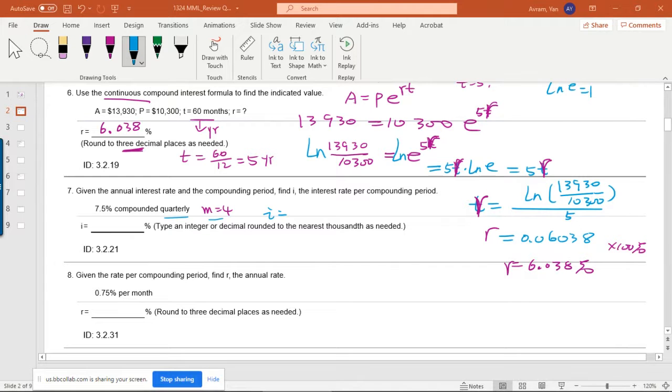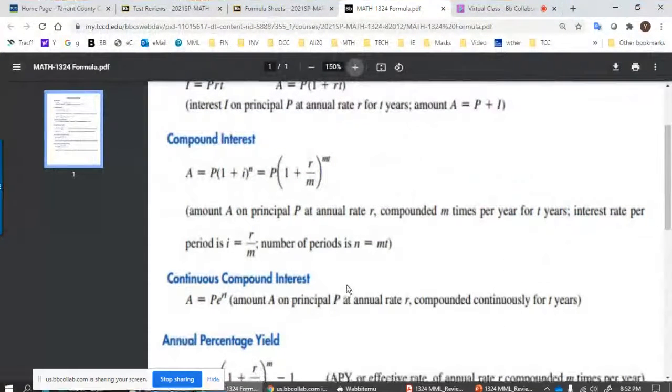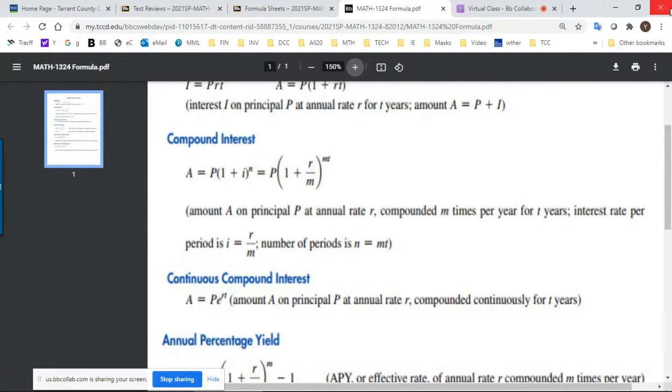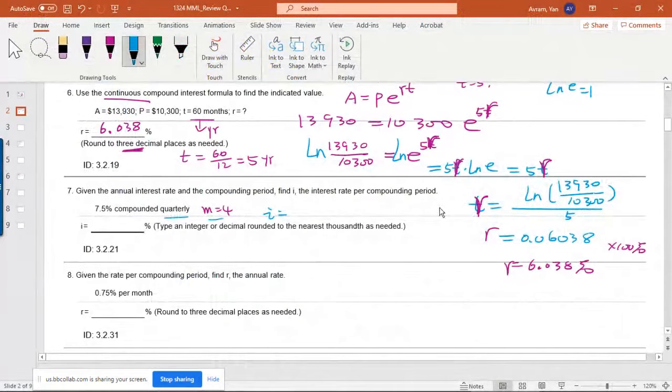Look at this formula sheet in here. i is equal to r over m. Look at it, i is r over m. So i is r over m. My m here is 4. My r here is 7.5. Okay, so that's the rate per compound period, basically. All right, so if you divide by this one, this will give you 1.875%.